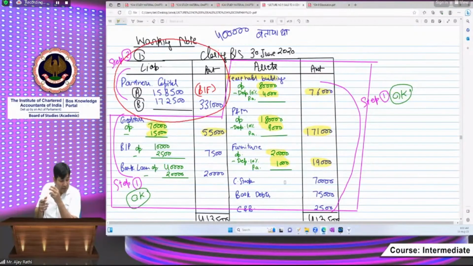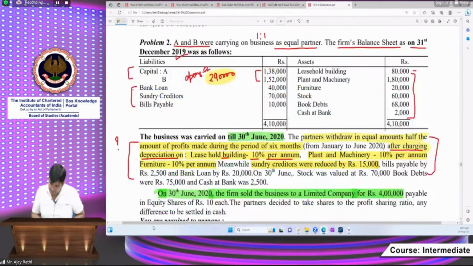Students can solve this question in advance. I am coming slowly. Don't worry, I know you all can do this. Anyways, now the next point is that bills payable must be reduced by 2,500. Then you will be finding the closing figure. Bank loan must be reduced by 20,000. You will find the closing figure.